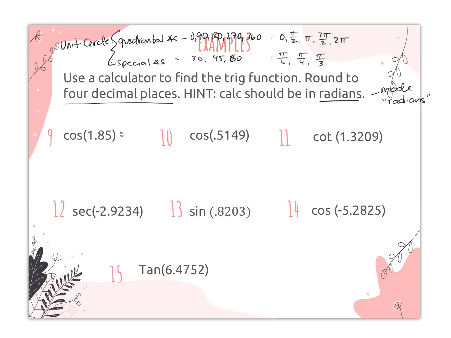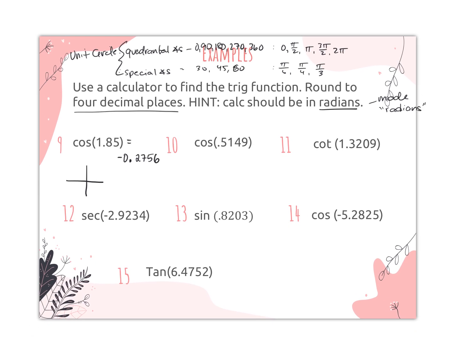So it's going to be negative 0 point, and then we've got 1, 2, 3, 4 decimal places. So the cosine of 1.85 radians is approximately negative 0.2756. And again, you might ask yourself, is that accurate? Should it be negative? Should it be positive? You're using the calculator, so you know the calculator is going to give you the right answer if it's in radians.